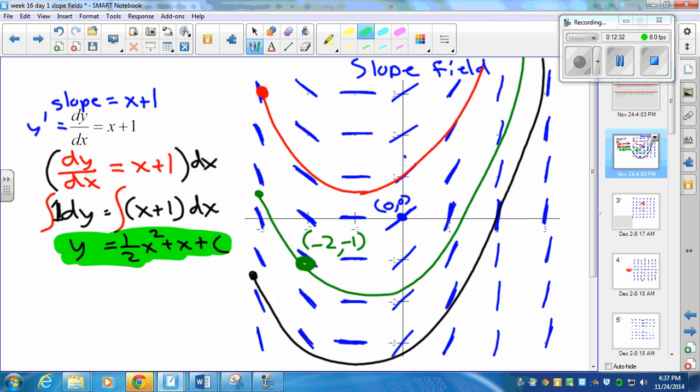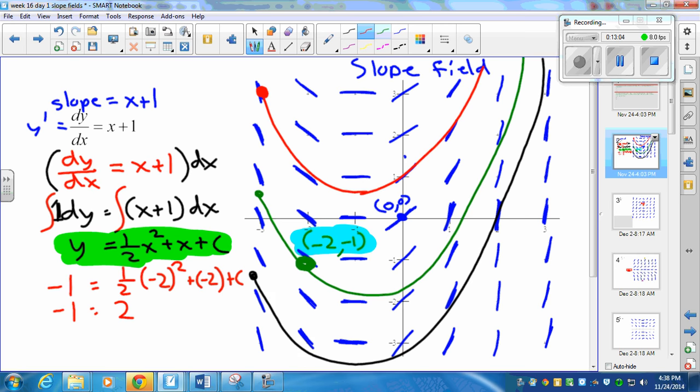And so if you need to figure out what shift it was, how high up was it or how low was it, you can plug in a point. So the point that I want to fit is the -2, -1, so we can plug that in. So I could say, okay, -1 equals 1/2 (-2) squared plus a -2 plus c. So now I have -1 equals -2 squared is 4, half of that is 2, minus 2 plus c. -1 equals c. Oh, okay.